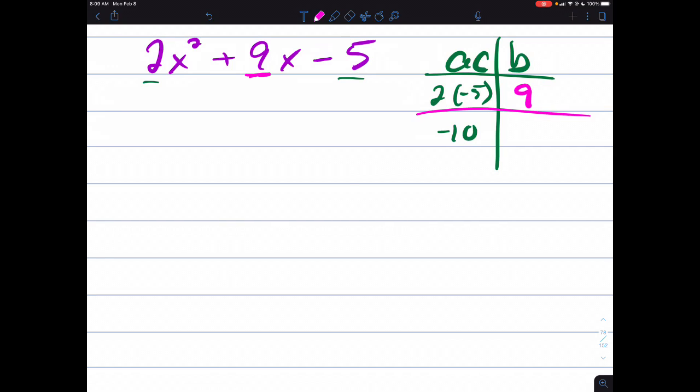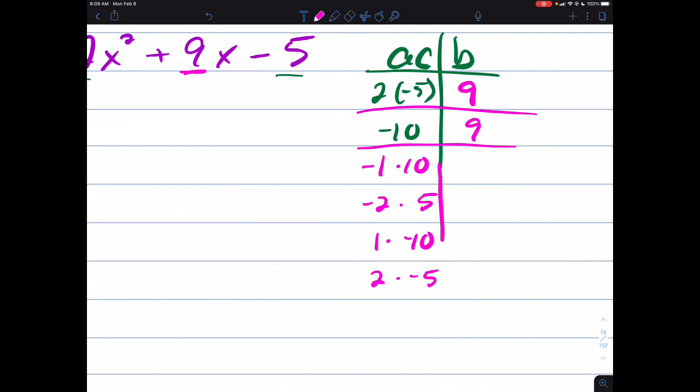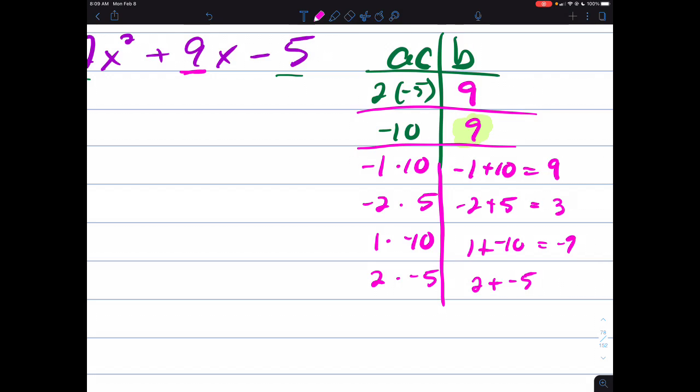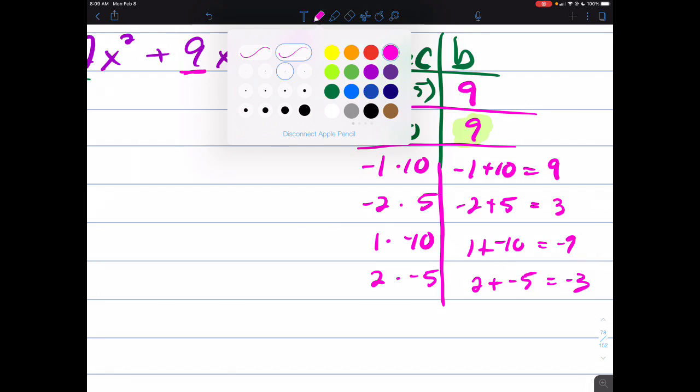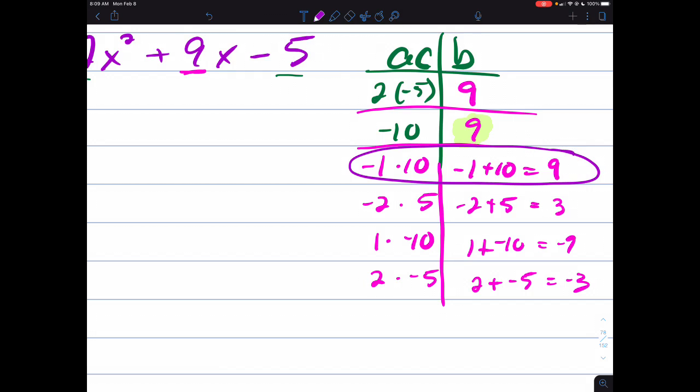So we break down factors of negative 10. It could be negative 1 and 10. It could be negative 2 and 5. We could also switch the negatives and have 1 times negative 10 and 2 times negative 5. The only combination we care about is the one that adds together to give us the 9. And if we look, negative 1 plus 10, that's what gave us the 9. The other combinations won't work because none of them give us positive 9. One would give us negative 9, and another would give us negative 3. So it has to be this combination right here, negative 1 and 10.